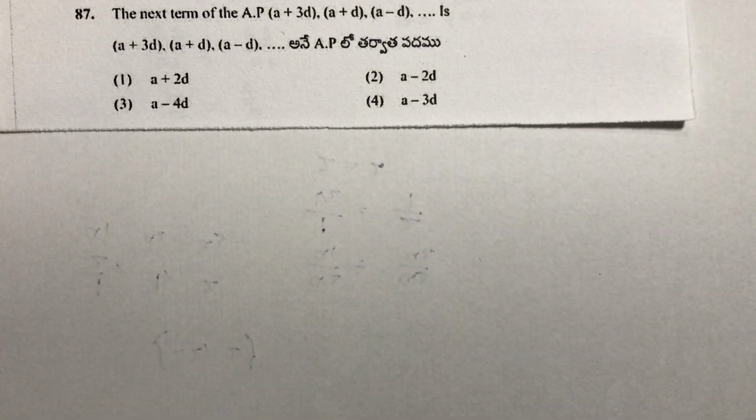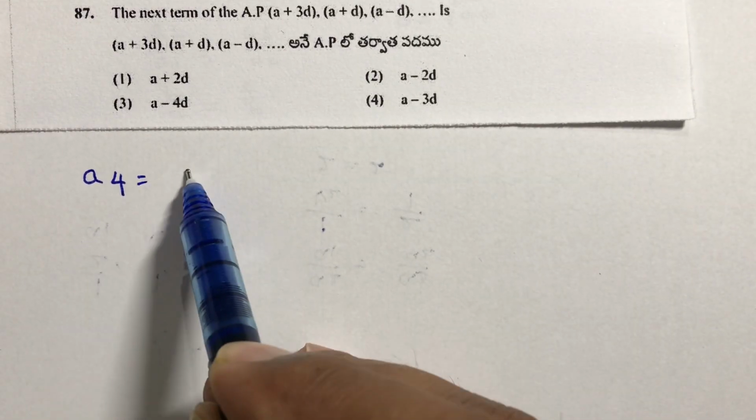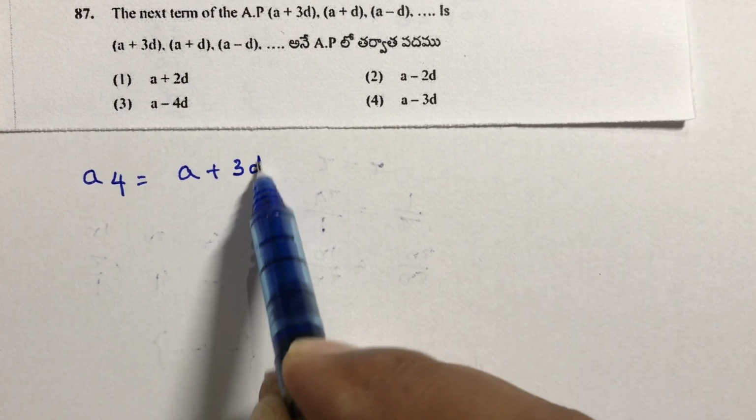The next term of the AP: A plus 3D, A plus D, A minus D. So already 3 terms are there. So I need to find the fourth term. So the fourth term is A plus 3D.